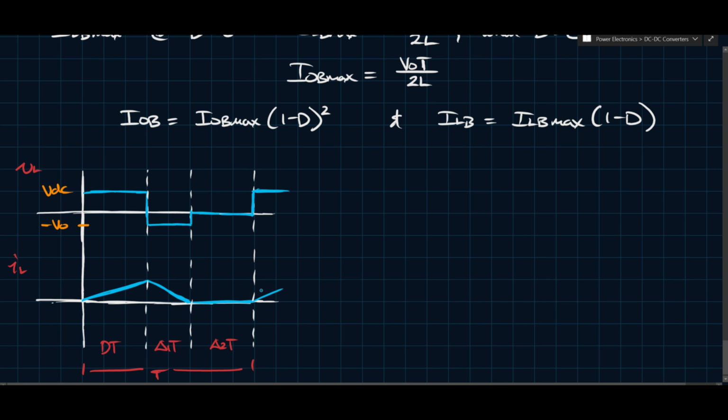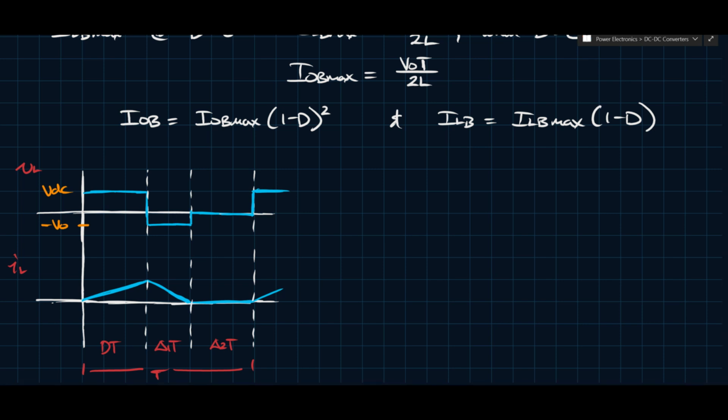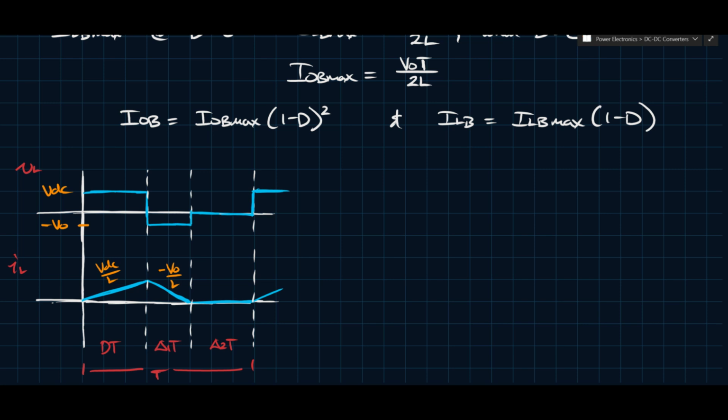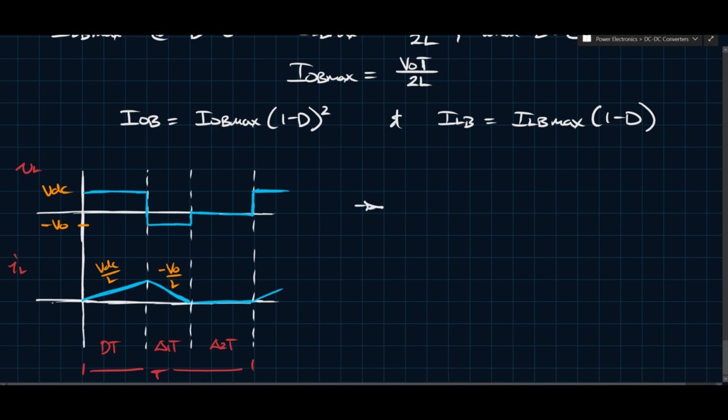And then it'll continue to go up again. During these times, we know that the ripple is still the same, so this is still VDC over L, and this is still minus VO over L. But what we can establish from all of this, using the volt-second balance, is that the average voltage over the period needs to be 0.